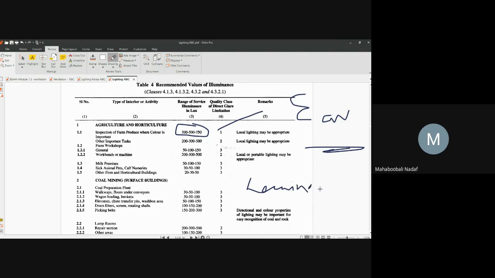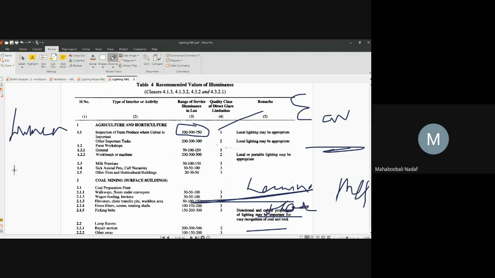What is that method? At the very start of the class, one method we discussed. What is that? I'm writing it down.